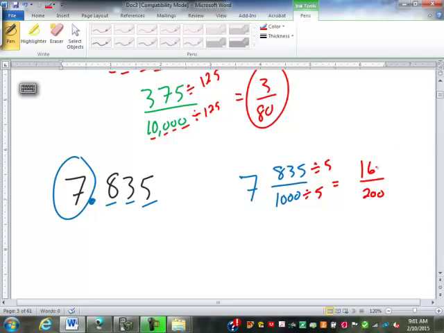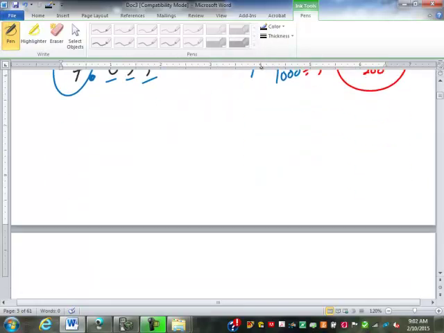And of course, this needs to be reduced by dividing by 5. What's that? 167 over 200. And yes, we have to remember the 7. Put the whole number back in front. So we can convert from decimals into fractions rather easily. We're going to come back to converting fractions back into decimals in a little bit. We all know that 3/4 is 0.75.